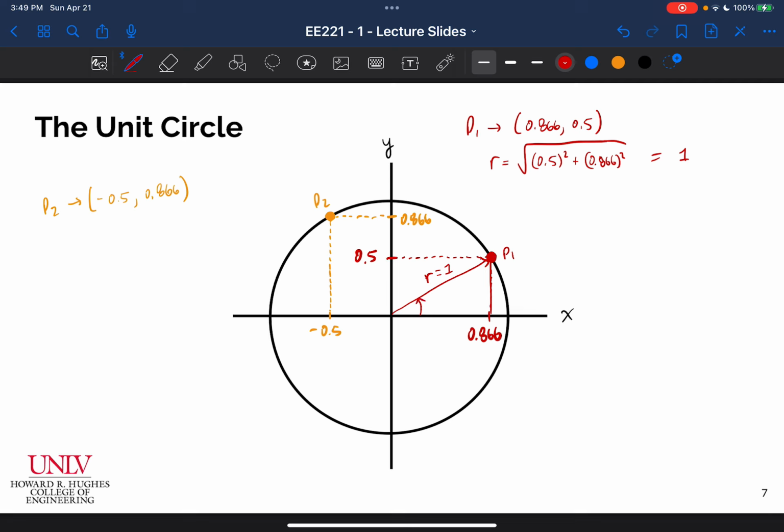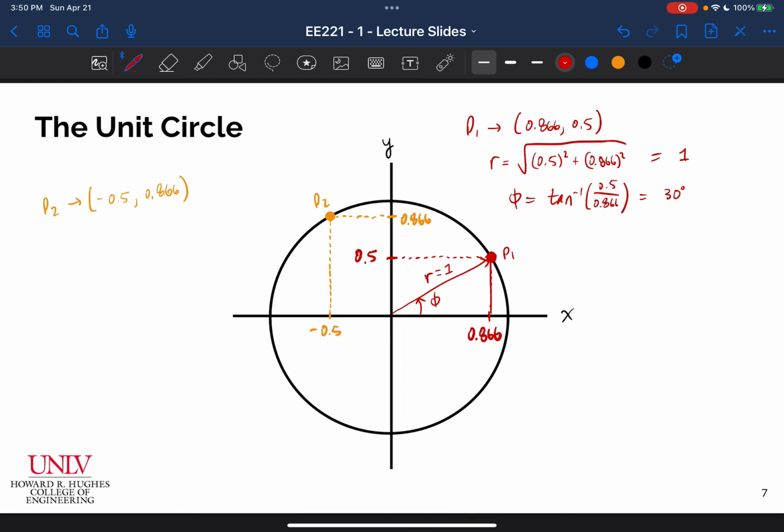Now what if I wanted to know this angle phi? I can go ahead and say phi is equal to the tan inverse of my y coordinate, which is going to be 0.5, divided by my x coordinate, which is 0.866. So let's go ahead and throw that in the calculator. 0.5 divided by 0.866, and I get 30.0007, which is equivalent to roughly 30 degrees. Okay, my calculator is in degrees.